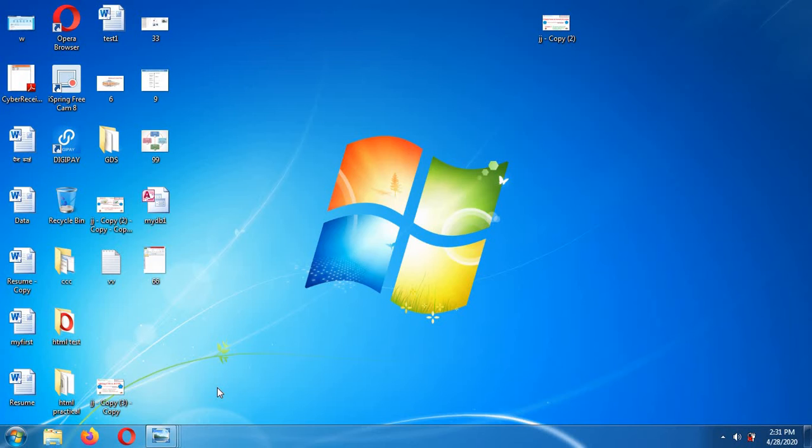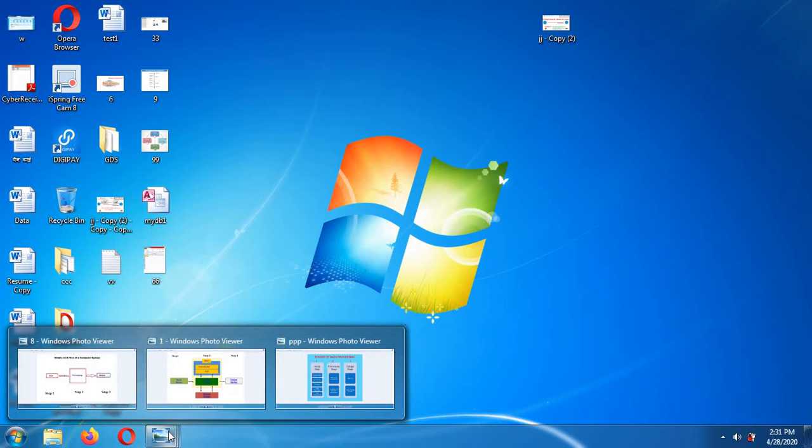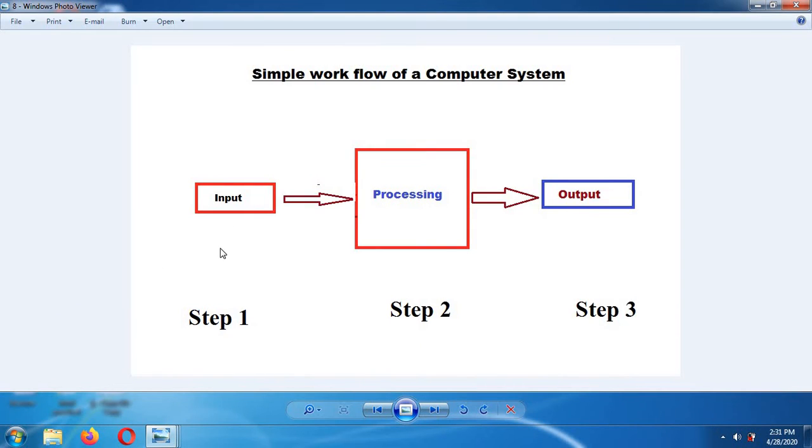It works in three steps. The first one is to take the input. The second one is to do the processing on the inputted data, and the third one is to give the output to the user.